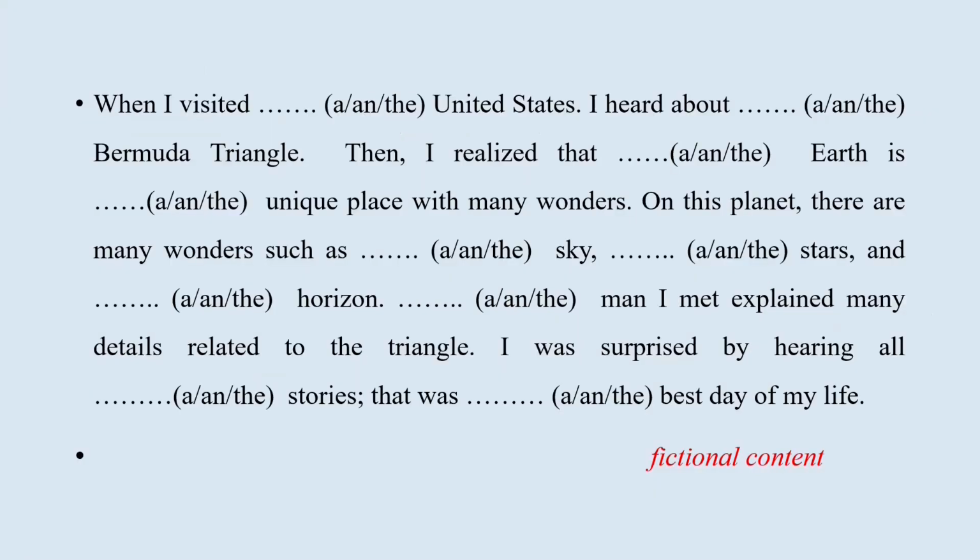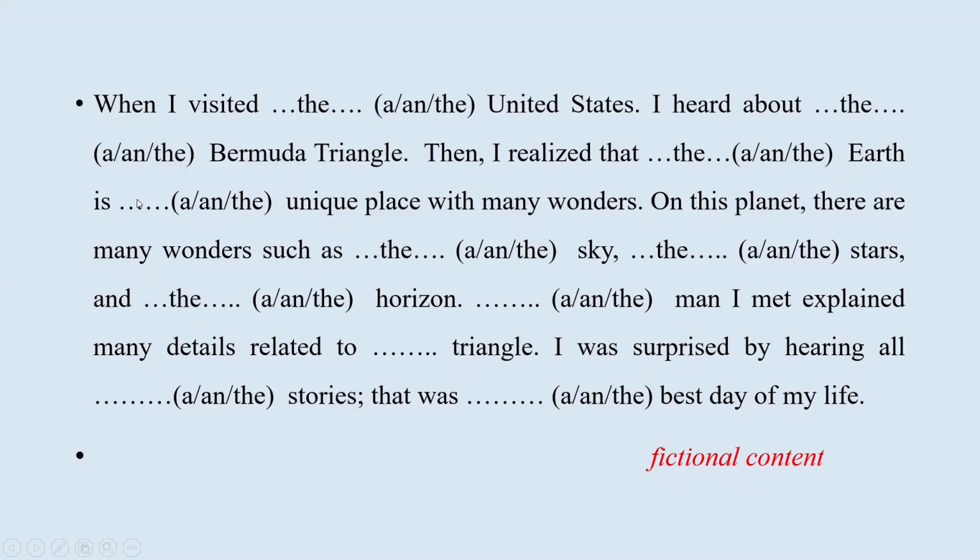When I visited blank United States, I heard about blank Bermuda Triangle. We used the before United States, Earth, and Bermuda Triangle. And also we use the before objects considered to be unique. For example, the sky, the stars, and the horizon. Now we can write more answers.